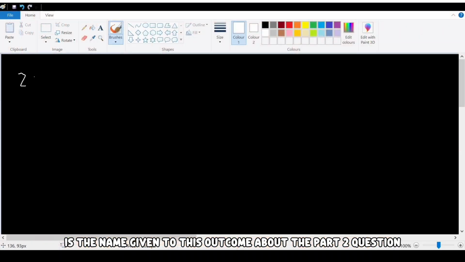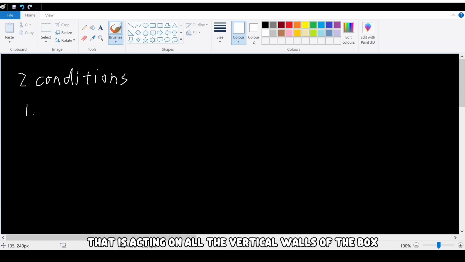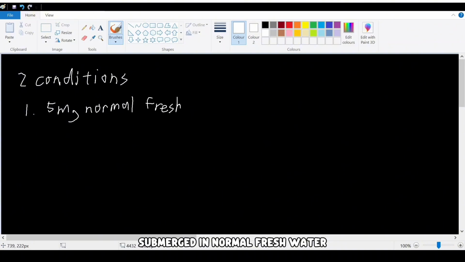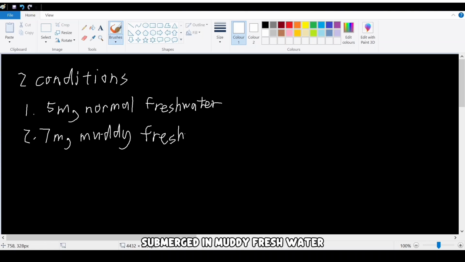About the part 2 question, there are two types of conditions about the total hydrostatic force that is acting on all the vertical walls of the box, which is when the base of the box is at a depth of 5 meters submerged in normal fresh water, while another condition is the base of the box is at a depth of 7 meters submerged in muddy fresh water.